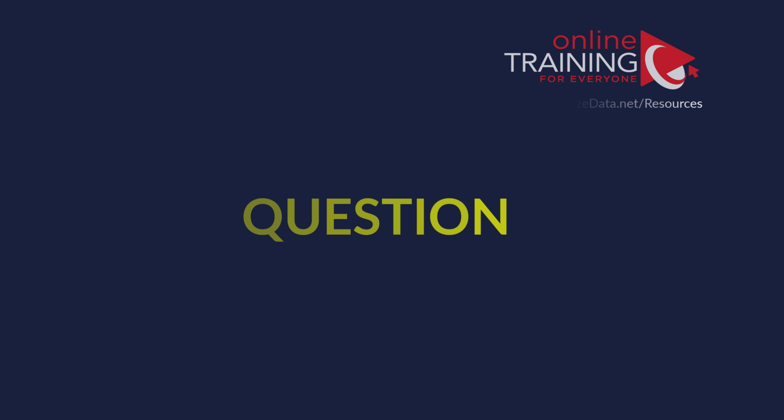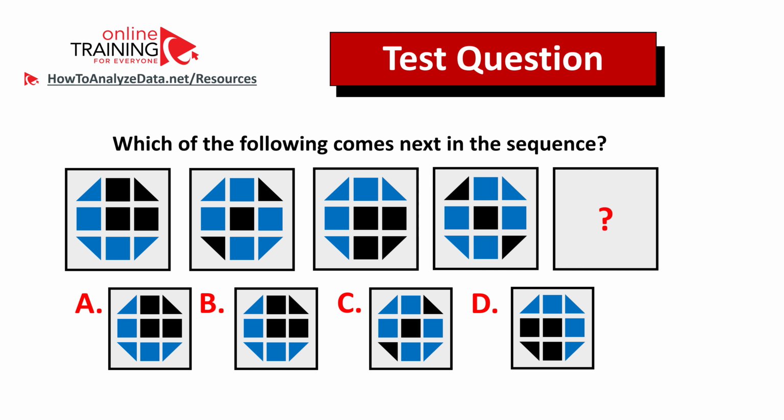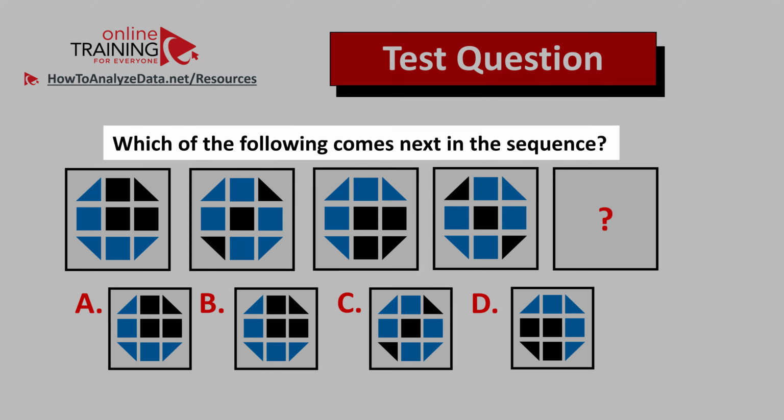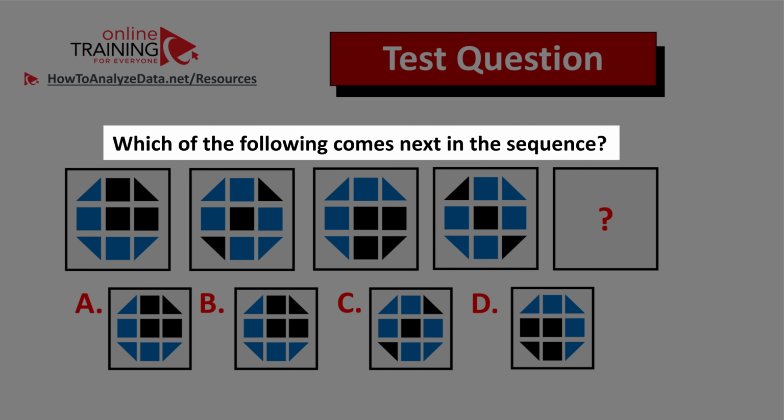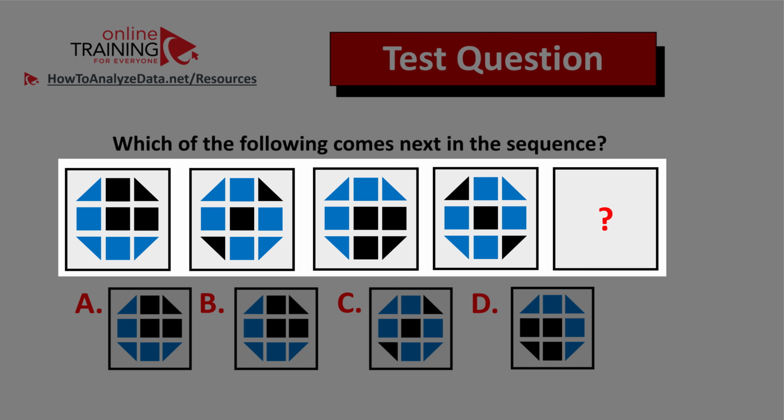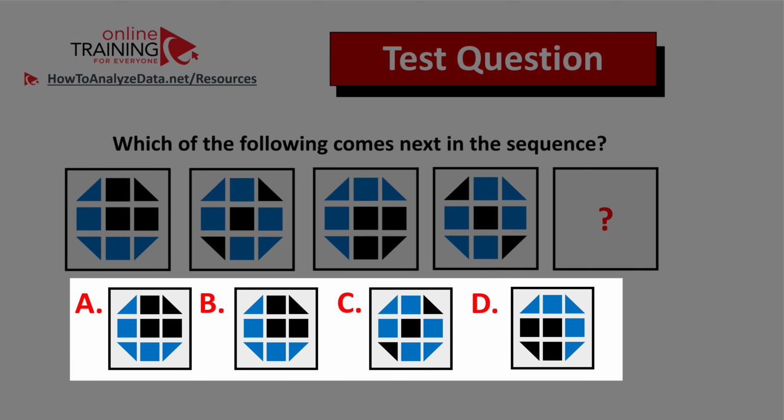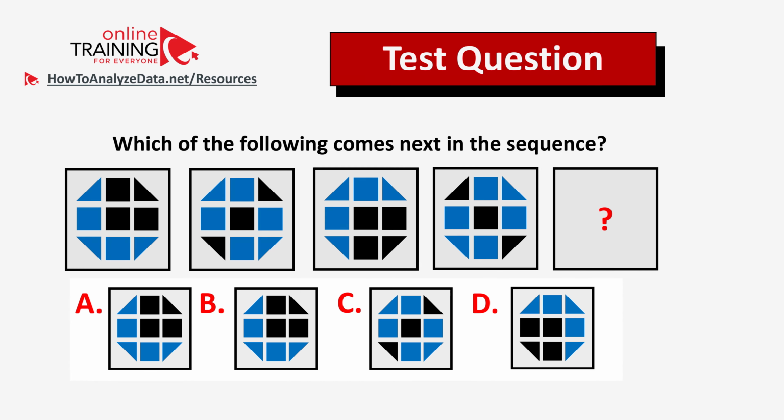Let me share with you a tricky question from the real test. Somehow, though, I have a confidence that you will figure out the answer, especially if you will closely look for patterns. Here's the question. Which of the following comes next in the sequence? You're presented with the sequence of 4 squares, and 5th one is missing. And obviously, there are 4 possible choices. Choices A, B, C, and D. And all of these choices look very similar.